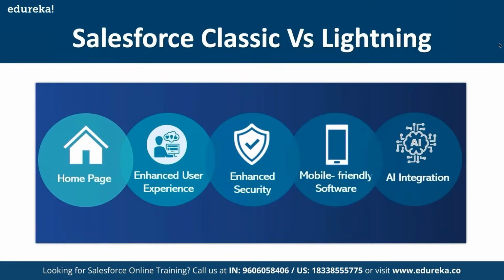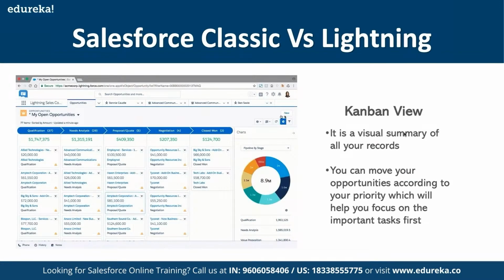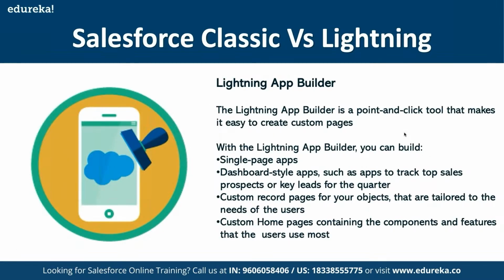So a better integration and a better security is also one of the key features offered by the new version released by Salesforce. So if we talk about the main different versions, as you can see here, now this is a better view where we can even include the entire Kanban. If you are familiar with Jira, with Agile and Scrum tools, you must be familiar with this term before. So it's like a visual summary of all the records here, and we can move the opportunities according to our priority, which will help us focus on the important tasks first. And that's how we can ensure that we do get the best out of the available platforms by using the current method. And then we have the Lightning App Builder.